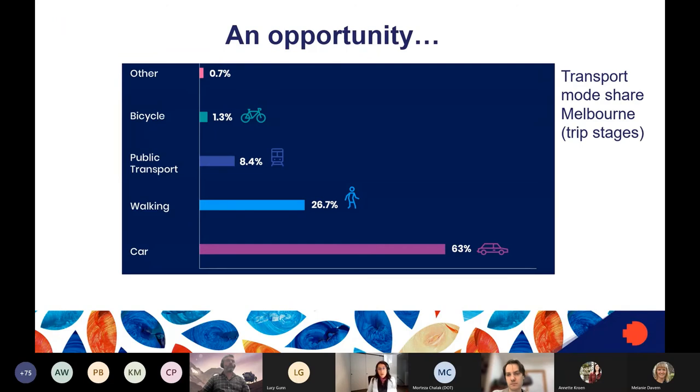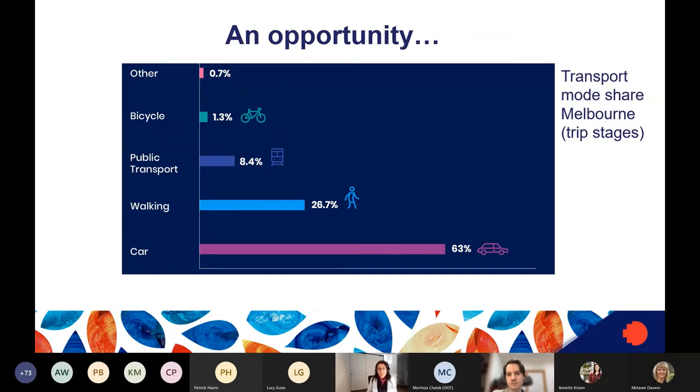We also did our own analysis of the VISTA survey for this study, and we used the latest data available, so that's for 2017 and 2018. And we found again a similar figure: about one quarter of the trip stages were walked, a very small proportion, 1.3%, by bicycle, and the highest proportion, 63%, by car.